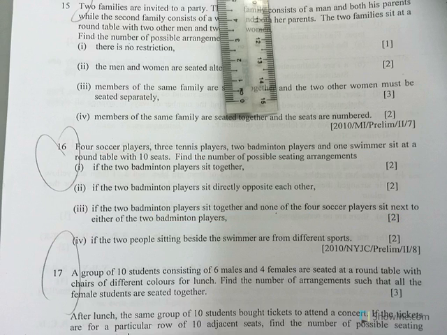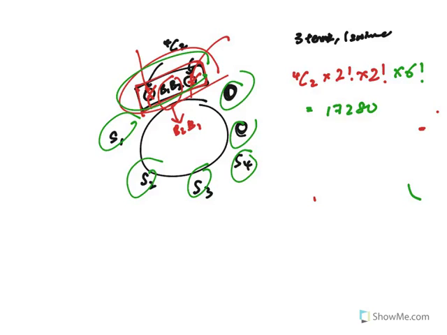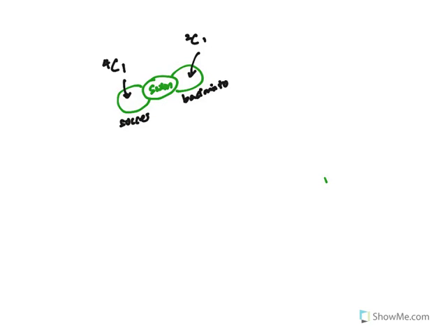Next one is part 4: if the two people sitting beside the swimmer are from different sports. So maybe what we do is we fix the swimmer first, and then you need another two people at the side, the two people sitting beside the swimmer. It could be that this is from soccer, so it will be 4 choose 1. The other one could be from badminton, so it will be 2 choose 1. This is soccer, this one is badminton, correct? So now, any more cases?